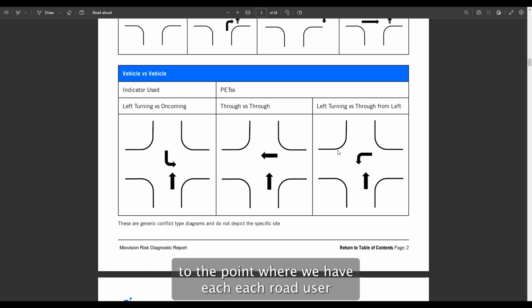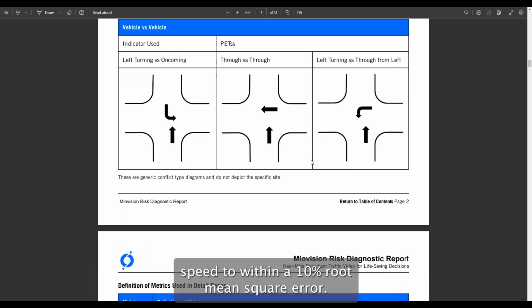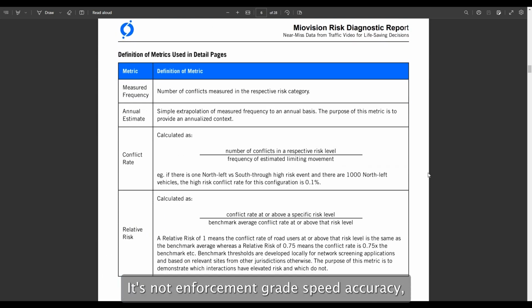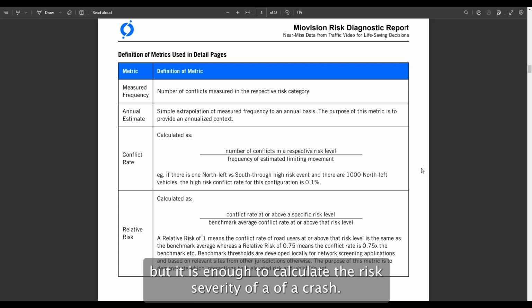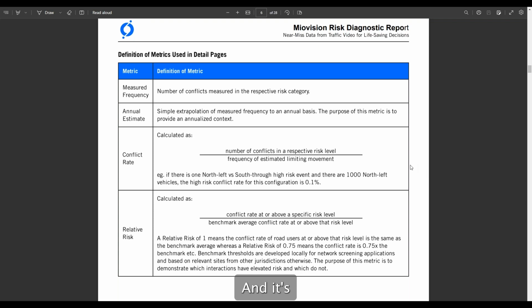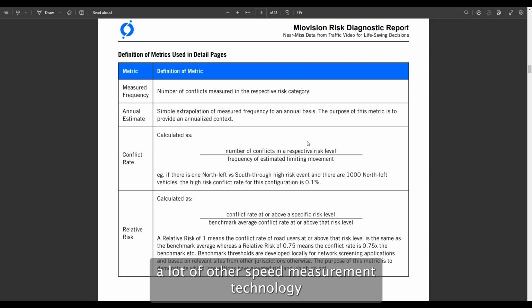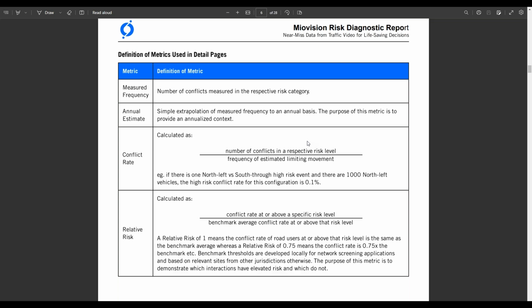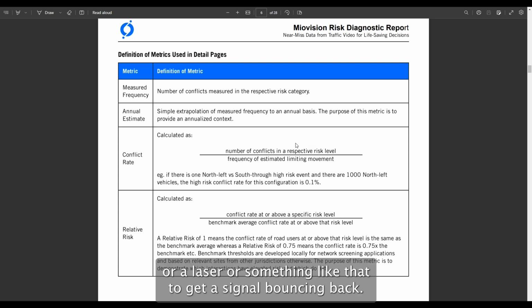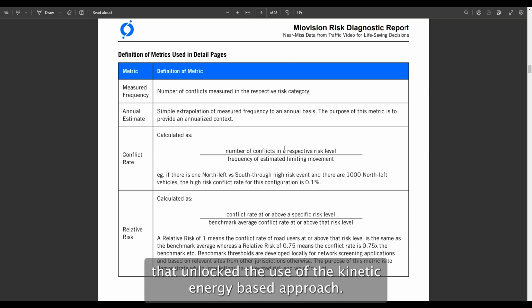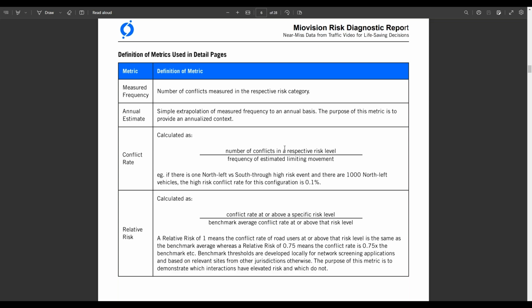to the point where we have each road user's speed to within a 10% root mean square error. It's not enforcement grade speed accuracy, but it is enough to calculate the risk severity of a crash, and it's pretty special to be able to do that from monocular video. A lot of other speed measurement technology would use a radar or a laser or something like that to get a signal bouncing back. So to be able to get that from the video was a big accomplishment that unlocked the use of the kinetic energy based approach. Yeah, absolutely.